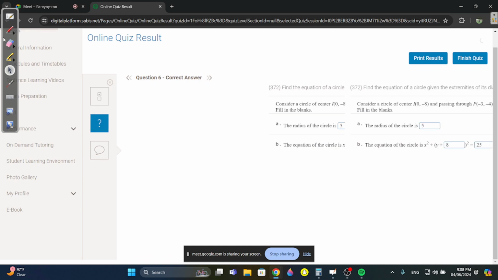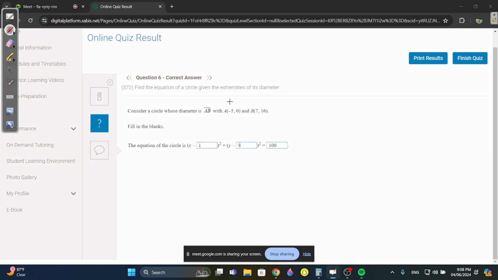Same questions. Question 6. Consider a circle whose diameter is AB, with A is (-5, 0) and B is (7, 16). How do you find the center? When you have a diameter, the center is just the midpoint, and the midpoint formula is M = ((x1 + x2)/2, (y1 + y2)/2). So it's going to be (-5 + 7)/2, which is 1, and then (0 + 16)/2, which is 8.